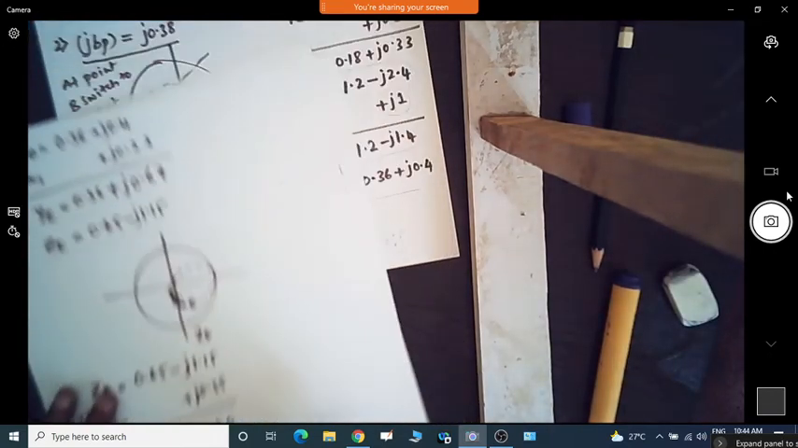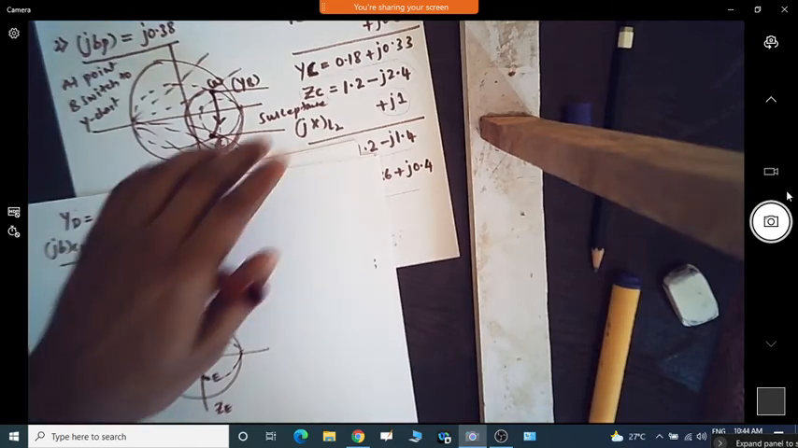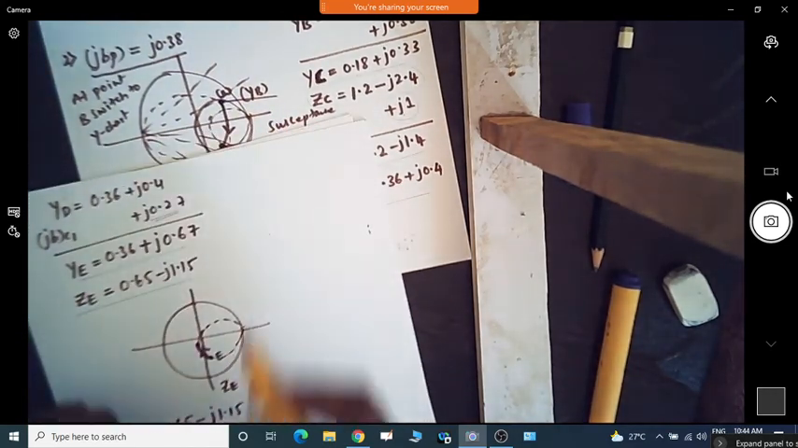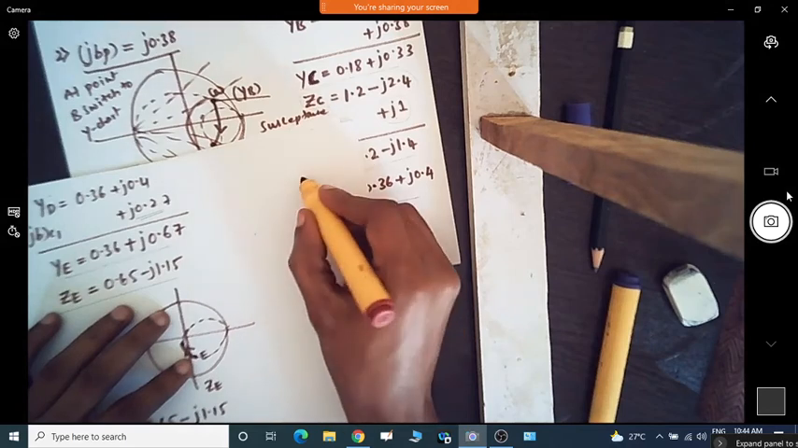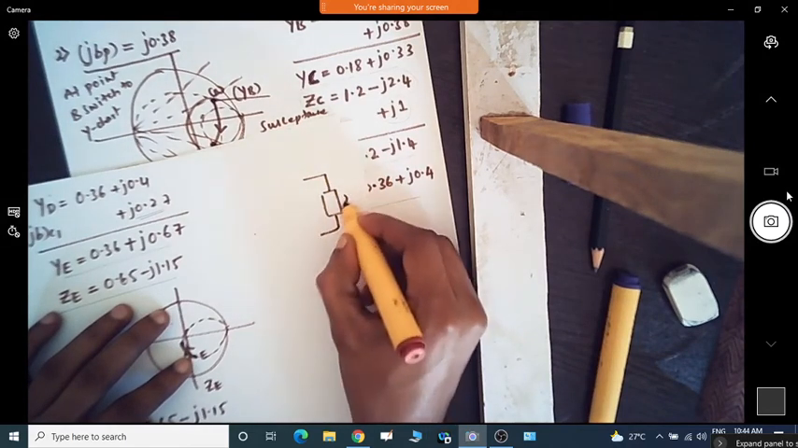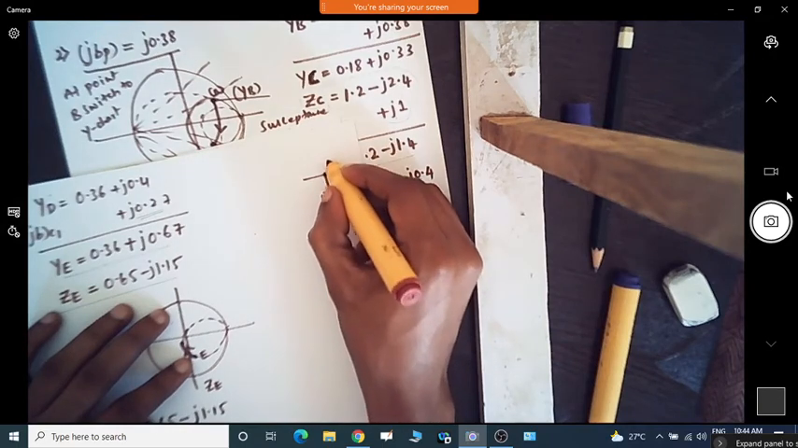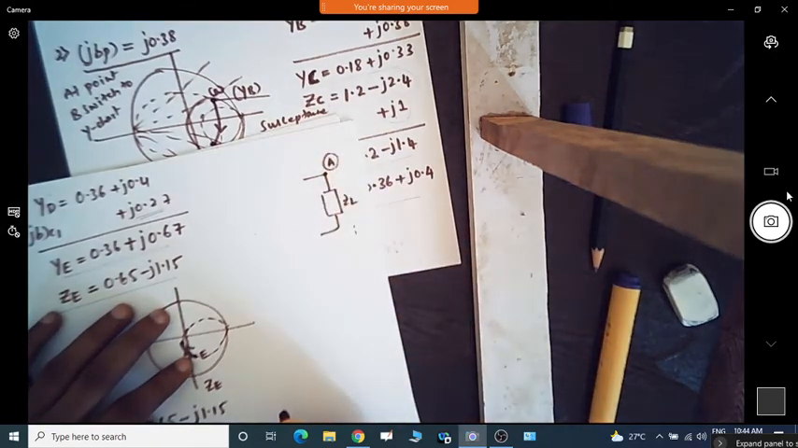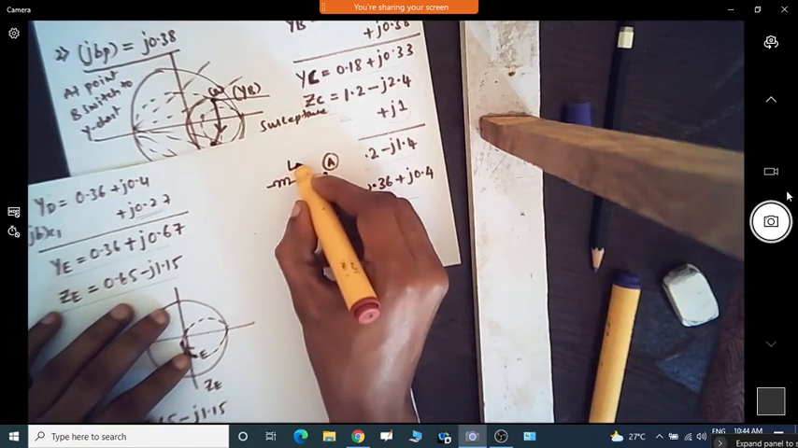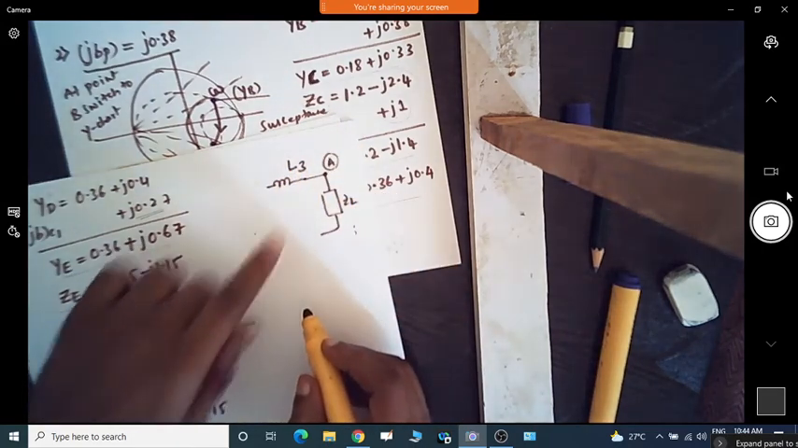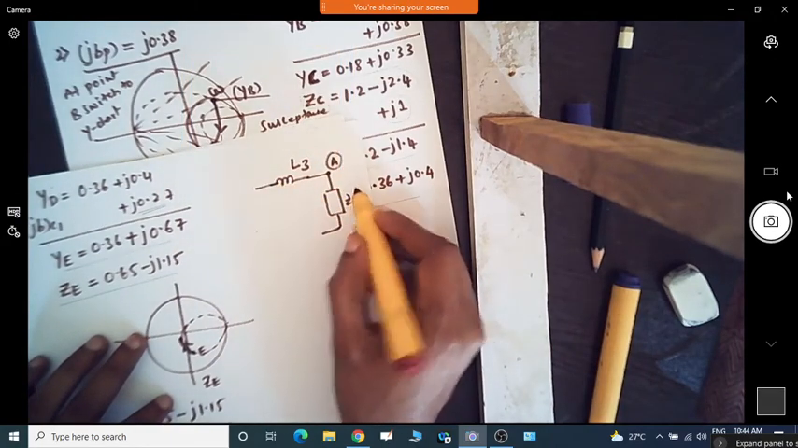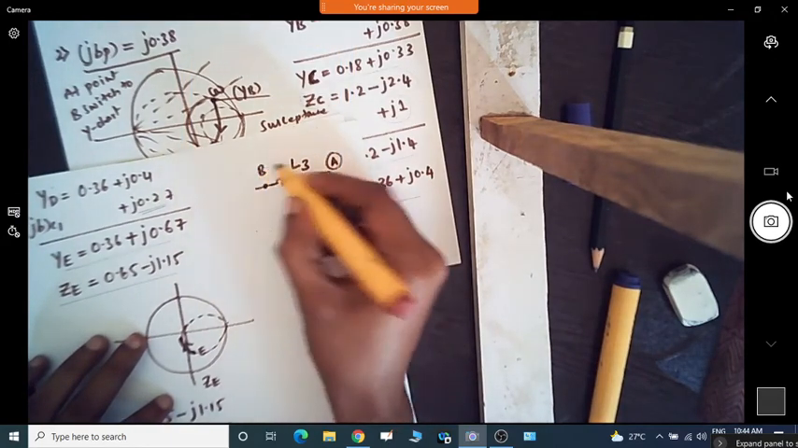I'll briefly explain once again, because it will be very easy to understand. Now see, first we have the ZL, which is at point A. Now we are adding the inductor value, which is L3, a series reactance. After adding this reactance, we will get the point B.